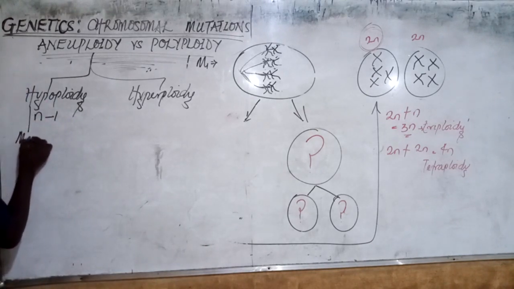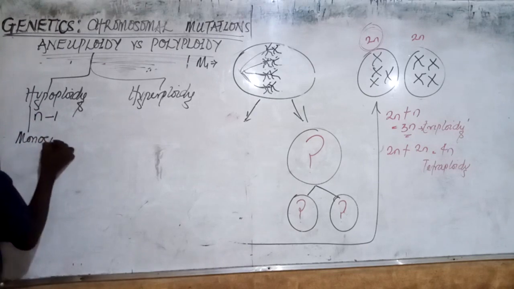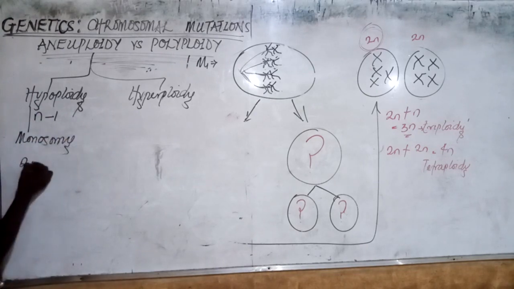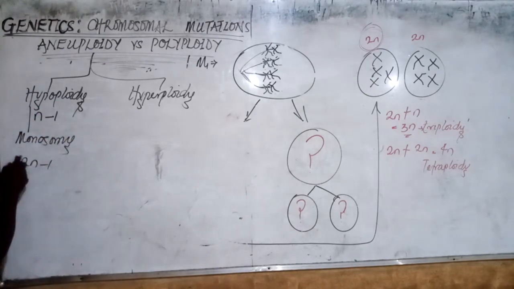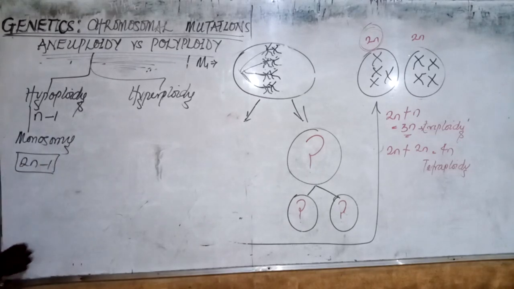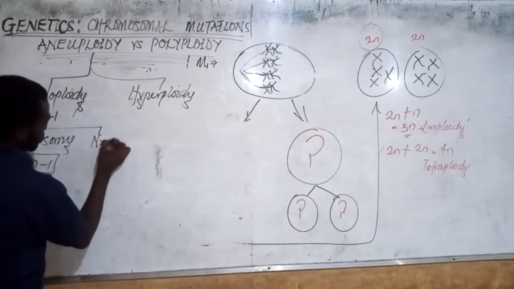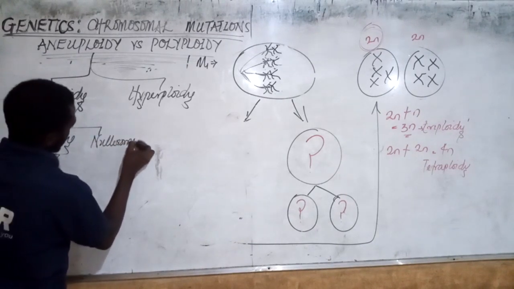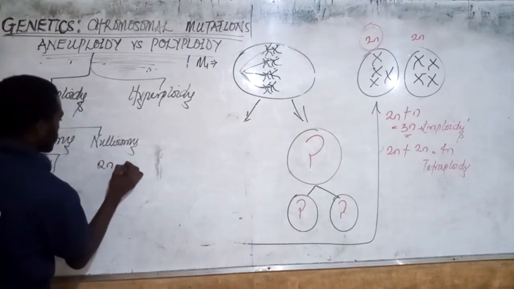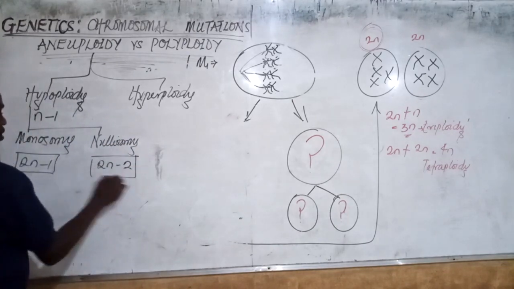There are two types of hypoploidy. We have the monosomy, which is 2n minus 1 for the zygote formed, and the second one is nullisomy. Nullisomy is basically 2n minus 2. That is for the zygote formed.